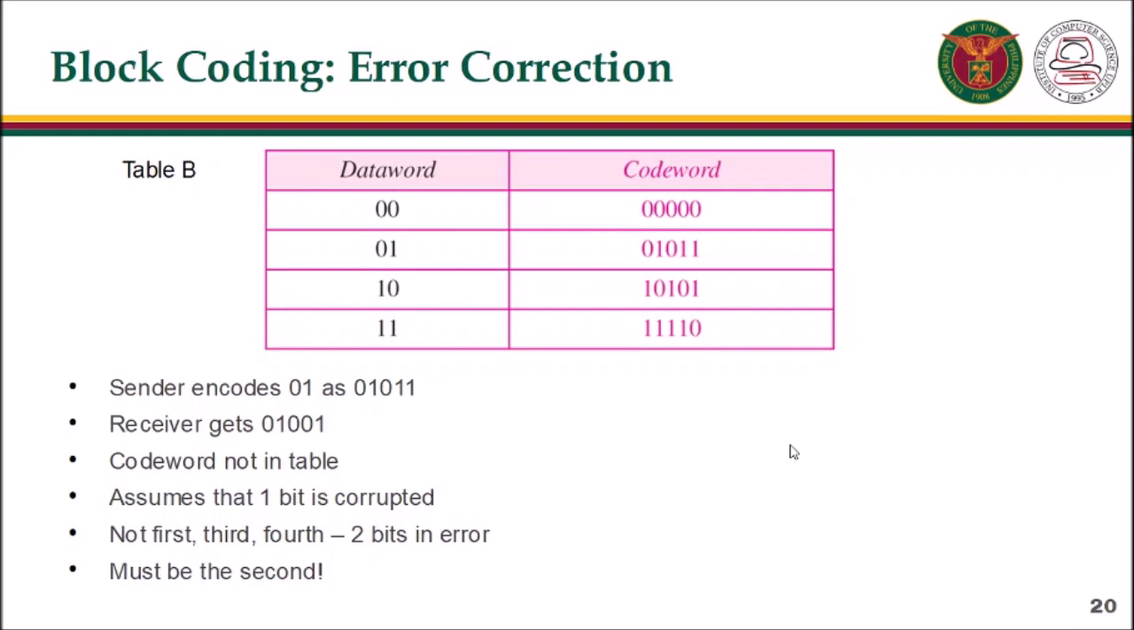Here is an example of how forward error correction works. Table B has the list of valid data words and code words. The sender encodes 01 as 01011. However, the receiver gets 01001, which is not found on the list of code words. We assume that one bit is corrupted. If we compare the received code word with the code words on the list, the first, the third, and the fourth have a 2-bit difference. Only the second has a 1-bit difference, so it must be the second.